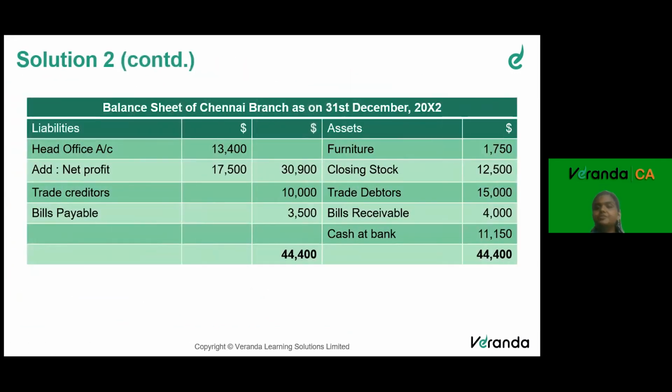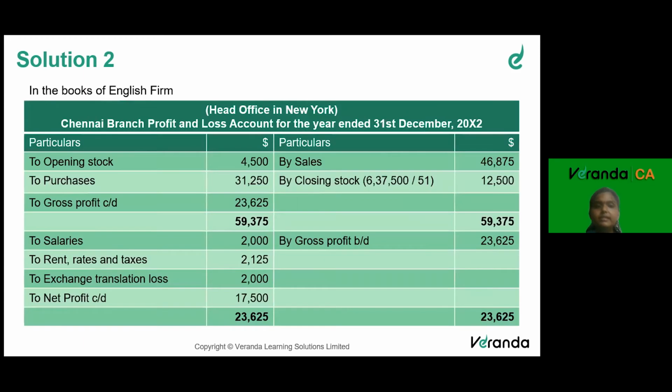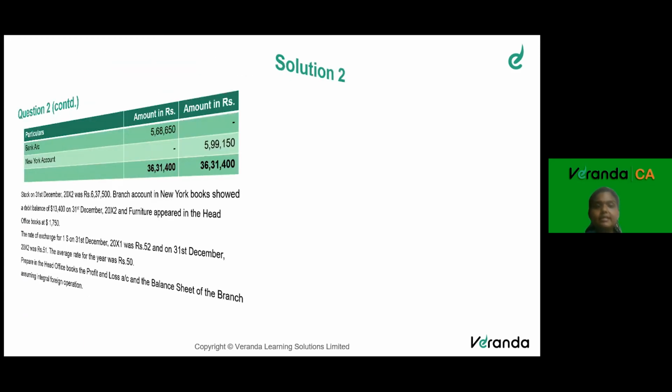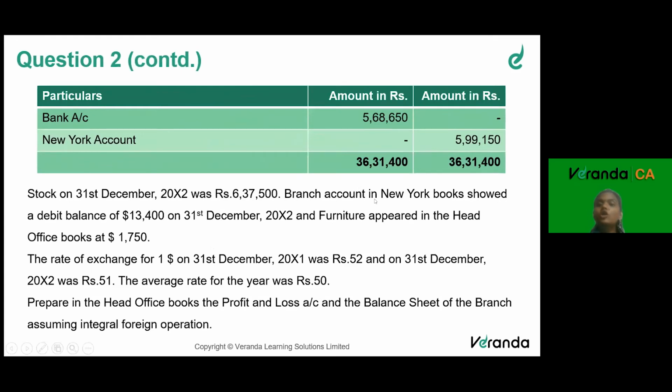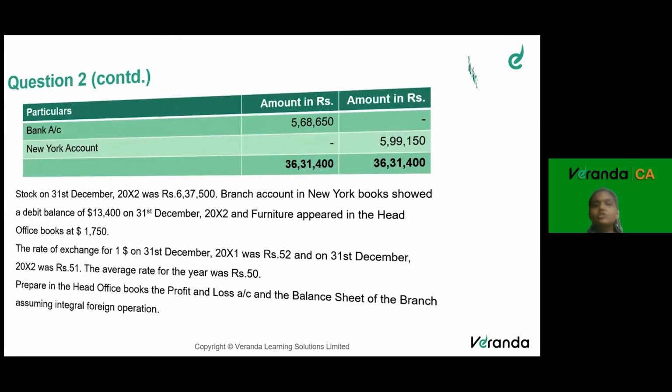Now the balance sheet. It's given in the question clearly, so you need to understand the term. The branch account in the New York books shows a debit balance. So in New York books, it shows the debit balance. They ought to get this amount from the branch, right? A debtor has a debit, like we need to get this amount from the branch. So it only means New York has given this amount in the name of capital to the branch.